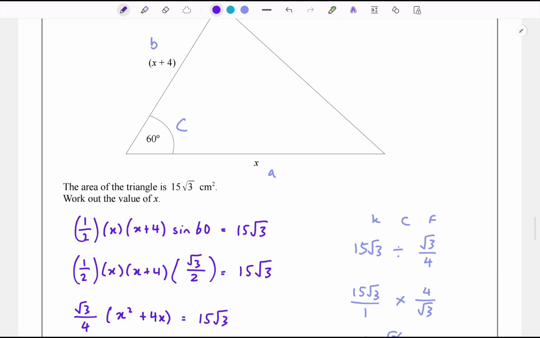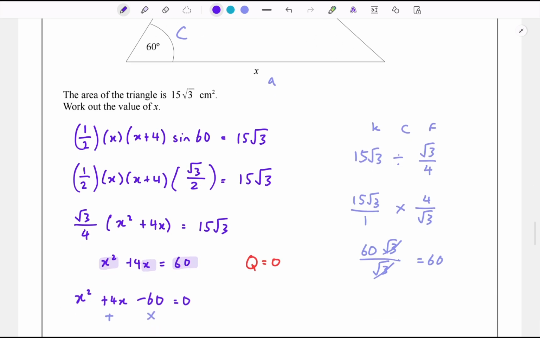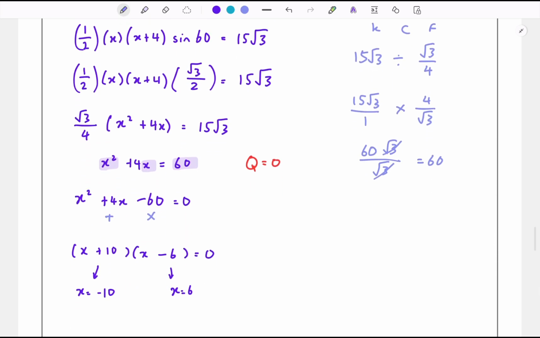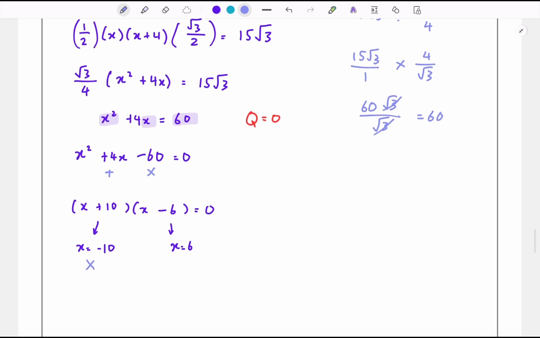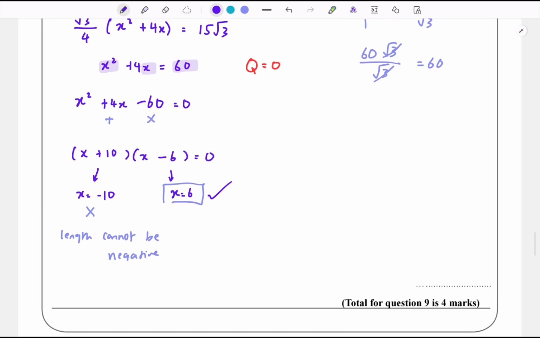But because x is a length, we can't have a negative length, so we're going to ignore the negative answer because length cannot be negative. So our final answer is x equals 6, and that's what you would put here for 4 marks.